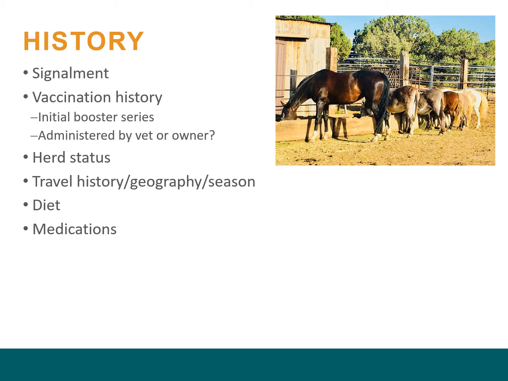Herd status is going to be important. Is only one animal affected or are multiple animals on the premises affected? Obviously, that's going to drastically change your potential list. If you have multiple animals affected, then you're going to worry about more toxin-type related things like botulism or whatnot.